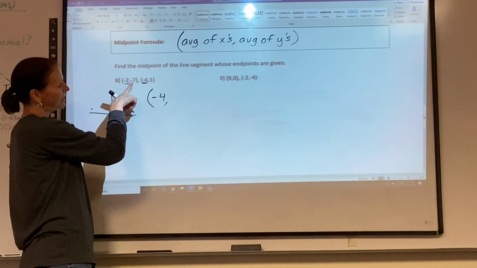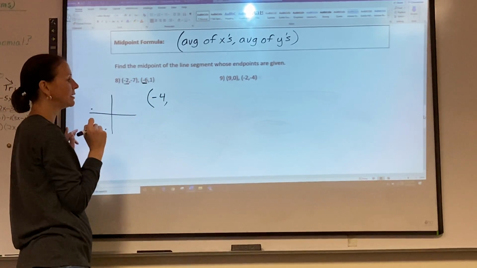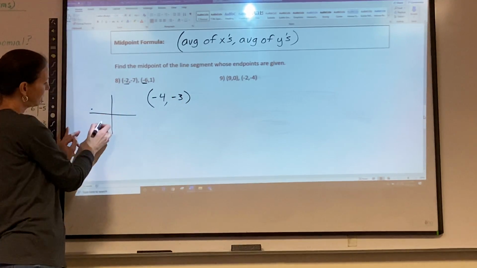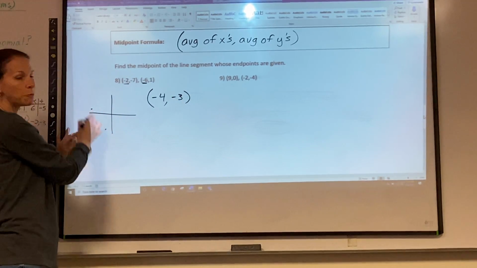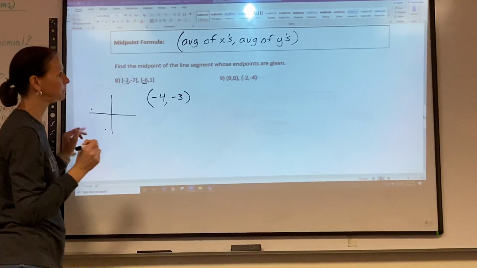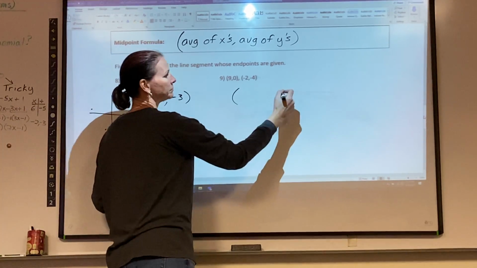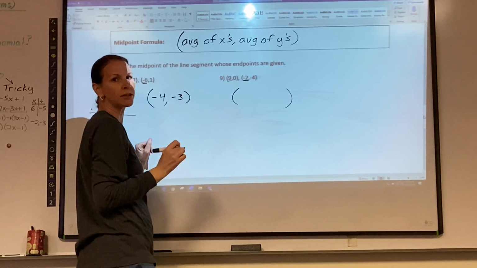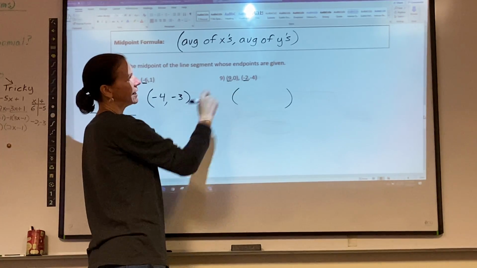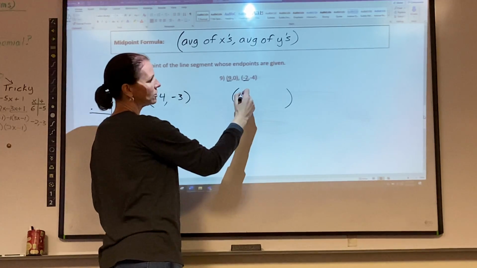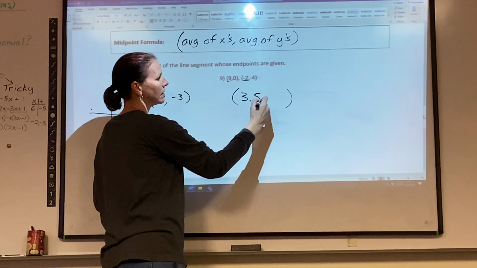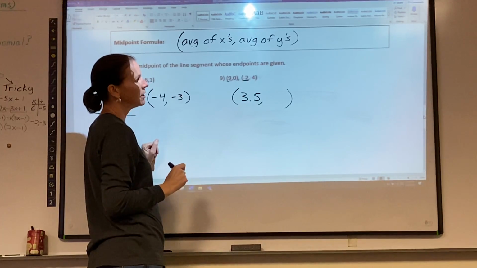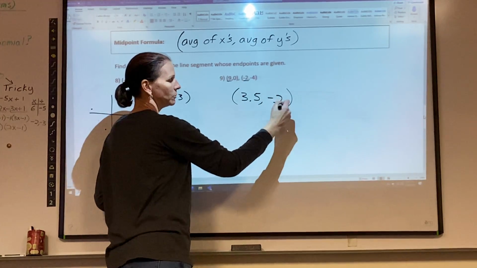Same thing for the y's. -7 plus 1 is -6, divide by 2, we get -3. So the point -4, -3 would be halfway in between the other 2 points. On our next one, average of the x's, we'd add our x values together and divide by 2. So 9 plus -2 is 7, divide by 2, we get 3.5. For the y's, we would do 0 plus -4 is -4, divide by 2, we get -2.